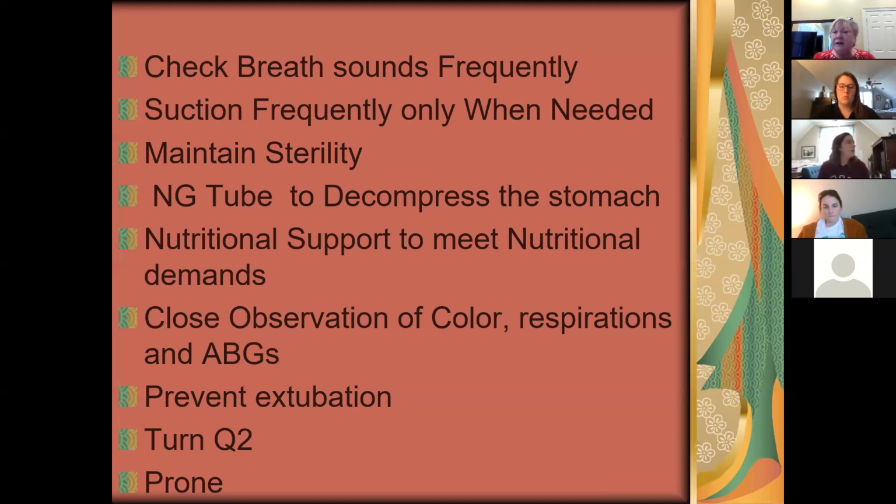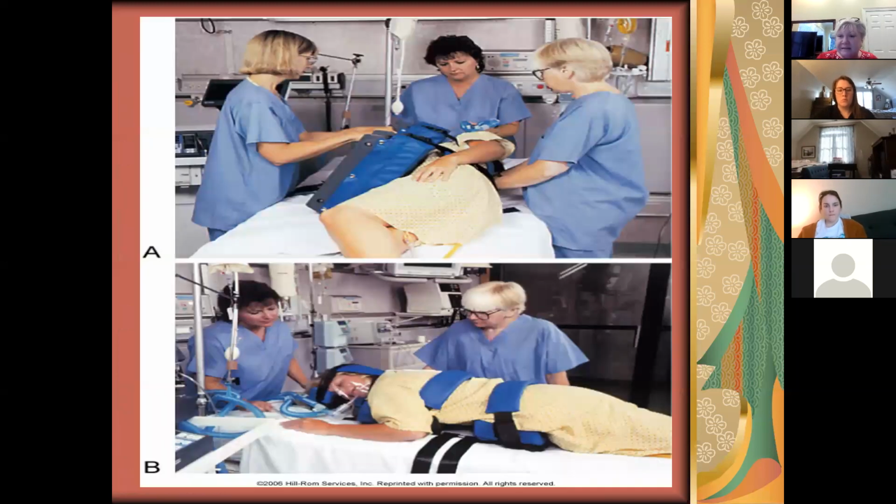They need to be turned every 2 hours to keep those fluids mobilized. And they need to be proned. They're finding that with COVID, one of the most important things is proning these patients. Proning means putting them on their bellies. There are pads, and some people are using mechanical beds, but you have to get those secretions off of their backside.